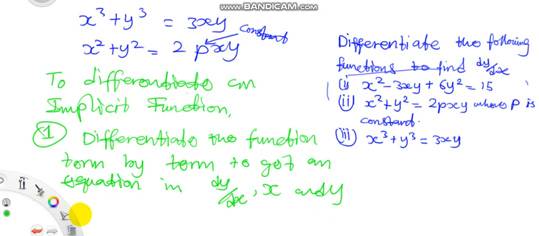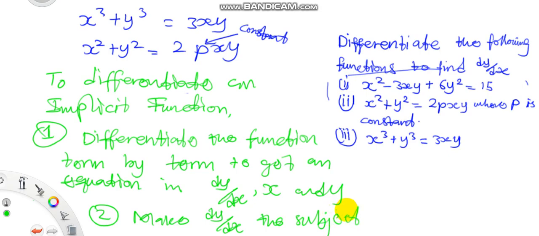The second step would be to make dy/dx the subject of the equation in step 1 above. So this is what you do to differentiate implicit functions.